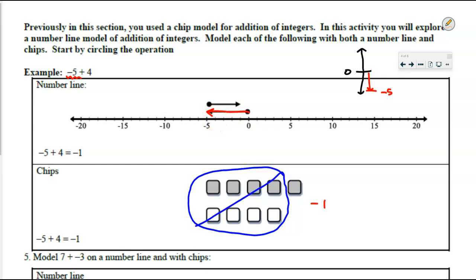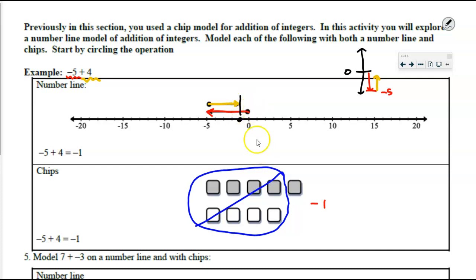But then I add all of these balloons. And when I add those balloons, that makes the basket float up. So that's me adding those balloons, going up 4. And where do I end up? Still end up at -1.